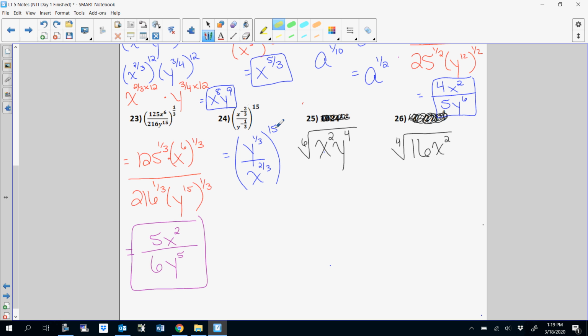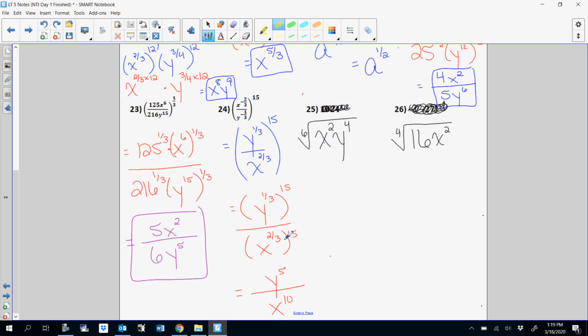Now the exponent 15 gets distributed to the top of the fraction and to the bottom of the fraction, where we once again will have a power raised to a power, so multiply the exponents. Y to the 1/3 times 15. 1/3 times 15 is 5. 2/3 times 15 is 2 times 15, 30, divided by 3, so 10. You're going to get a y to the 5th and an x to the 10th. Final answer, y to the 5th over x to the 10th.